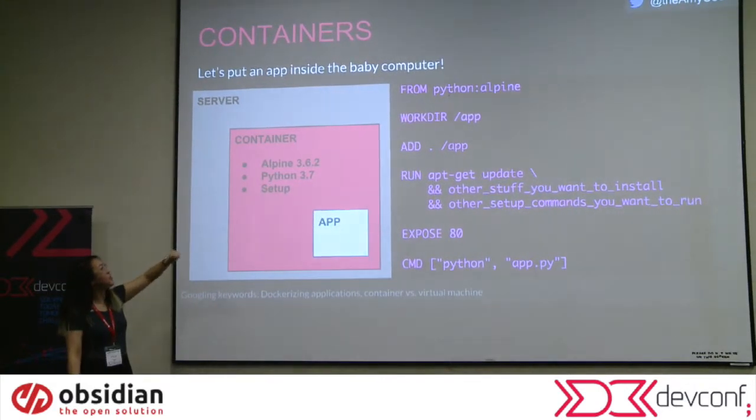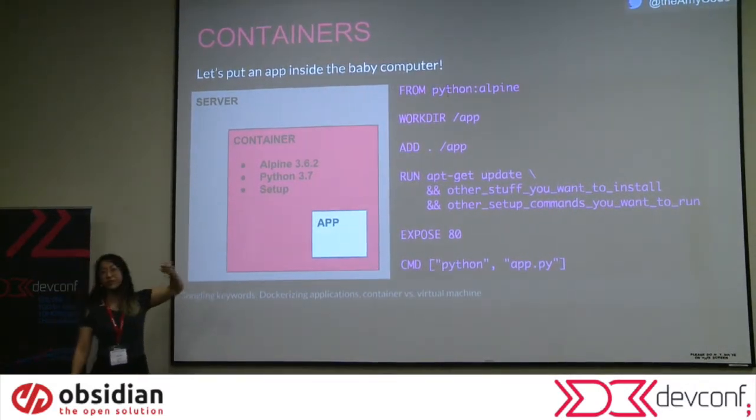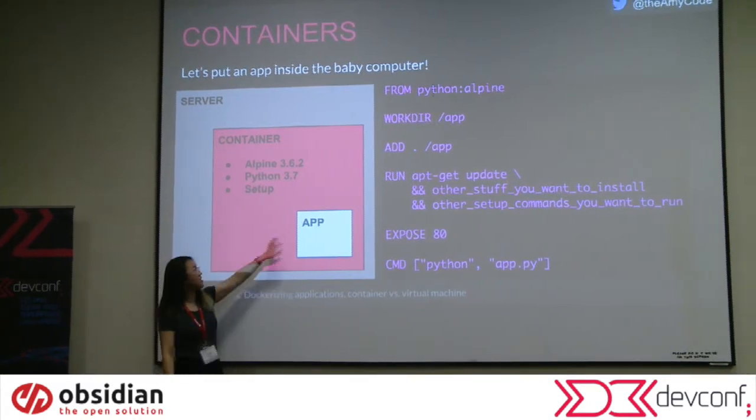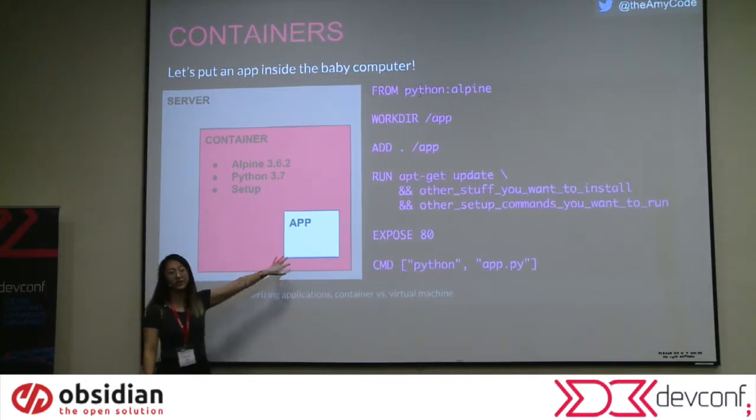So inside a container, what I want to run is Alpine version 3.6.2. I also want to run Python version 3.7. I have some setup scripts, and then the setup script will then deploy our app within our container.